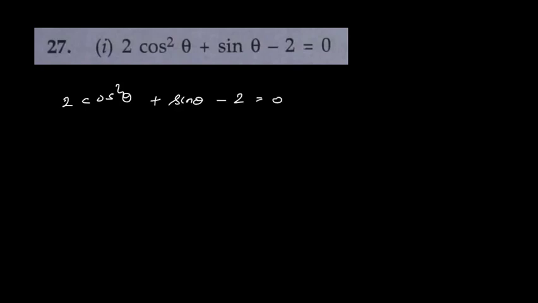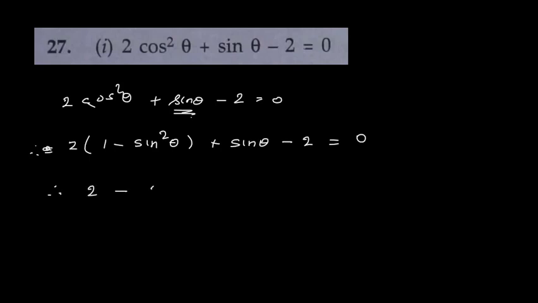Now this 2 cos square theta, as here we have sin theta, I will convert this cos square in sin square. So it is 2 into 1 minus sin square theta plus this is sin theta minus 2, and here I will get 0. Therefore, 2 into 1 it is 2 minus 2 sin square theta, then plus sin theta minus 2, it is equal to 0.